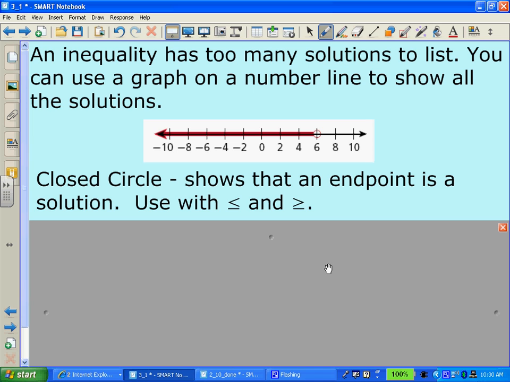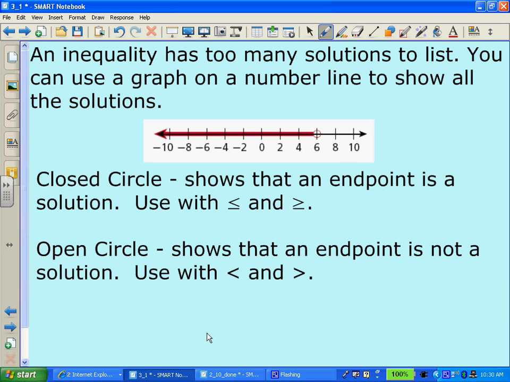Now there's a couple things that you need to know before graphing. First of all is the kind of circle you use at the end point. You're either going to use a closed circle or an open circle. When you see the signs less than or equal to, greater than or equal to, you're going to use a closed circle. Okay? And when you see just less than, just greater than, it's an open circle. When it's closed, it shows that the number that the circle is on is also part of your solutions. When it's open, it shows that the number the circle is on is not part of your solutions.